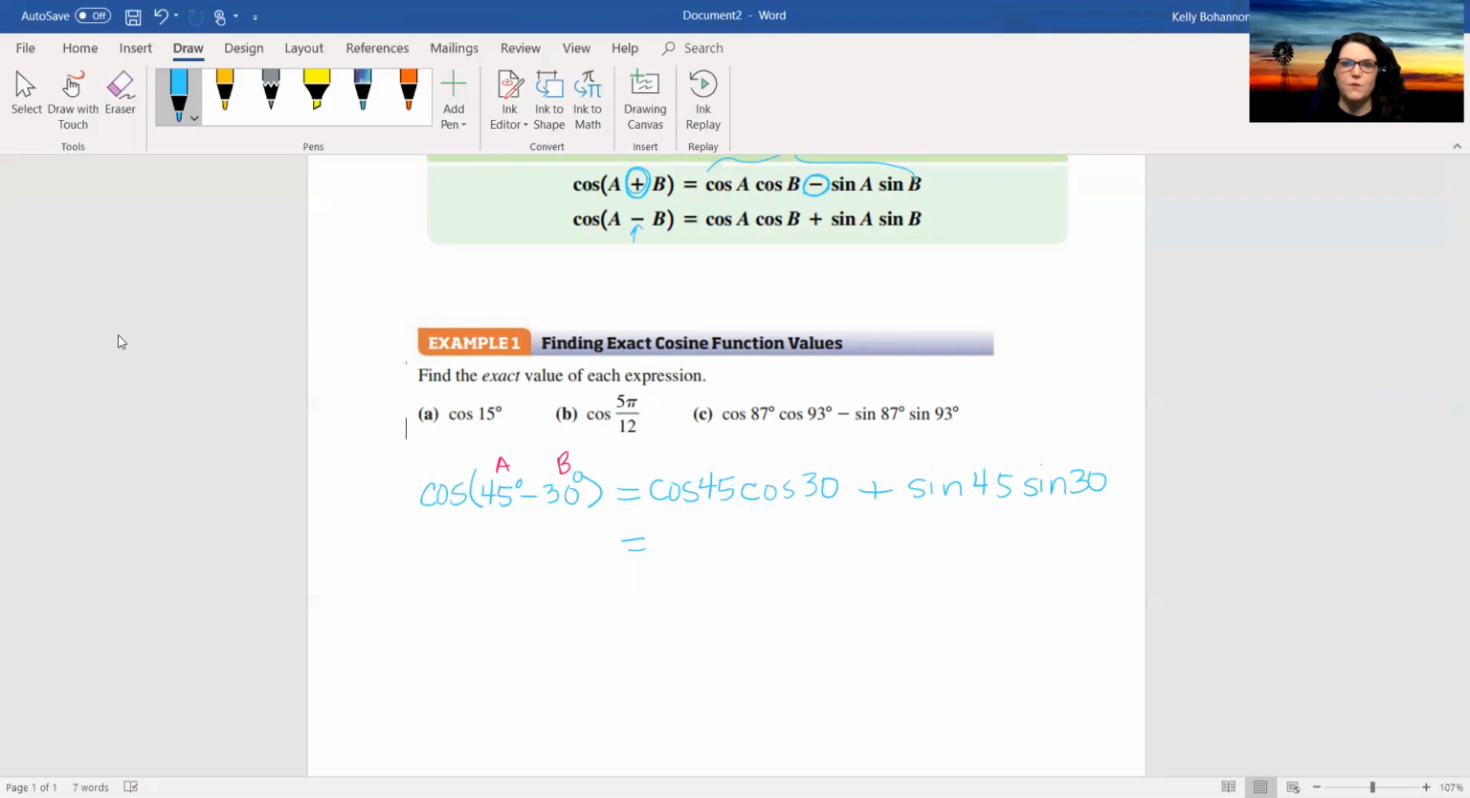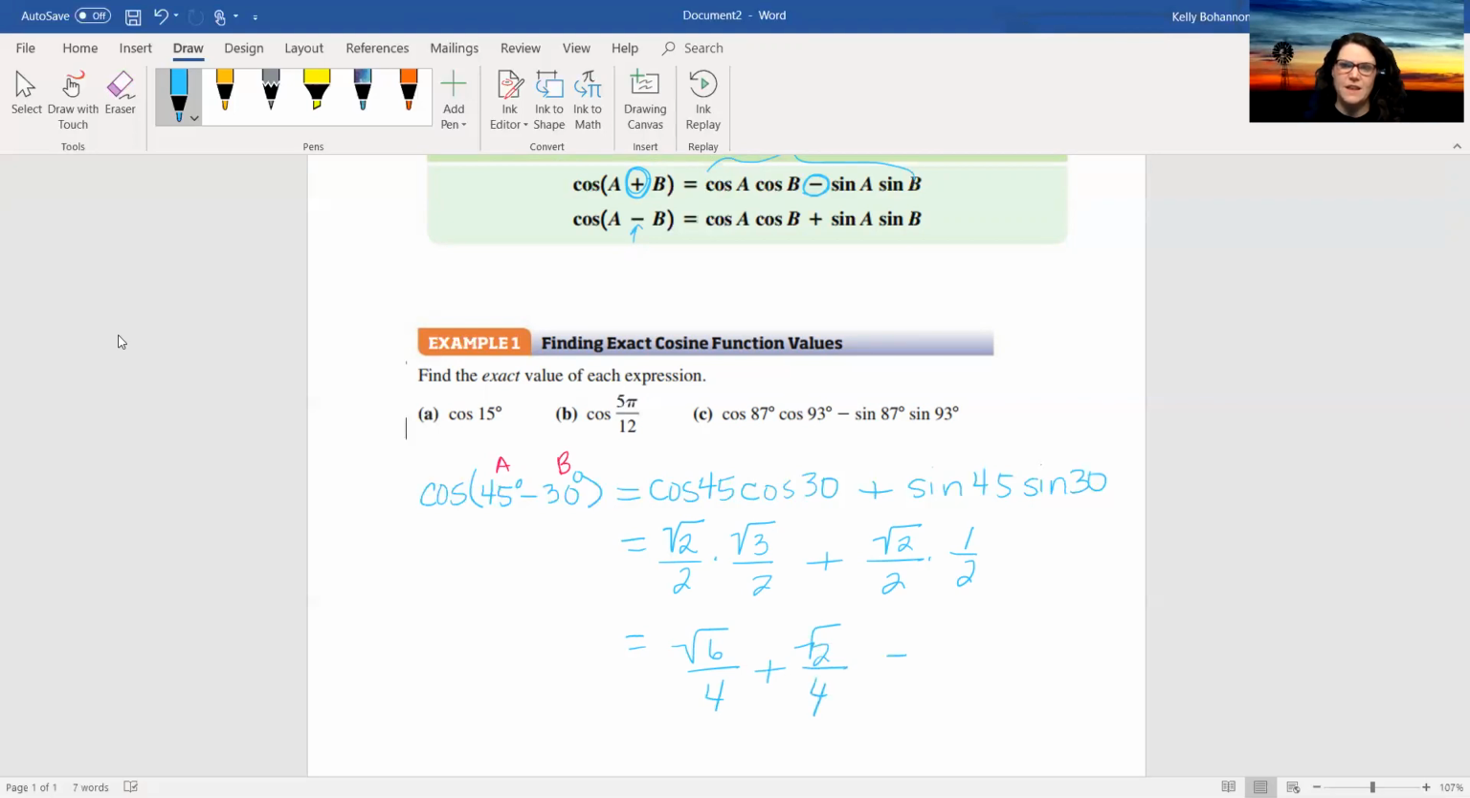So the 45s are easy because it's always square root 2 over 2, and these are all in quadrant 1. So cosine of 45 is square root 2 over 2. Cosine of 30 is square root 3 over 2, plus square root 2 over 2 sine of 45. And sine of 30 is 1/2. And I can just simplify that. That's going to be square root 6 over 4 plus square root 2 over 4.